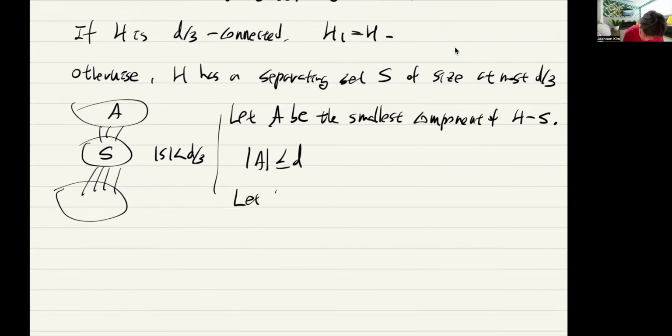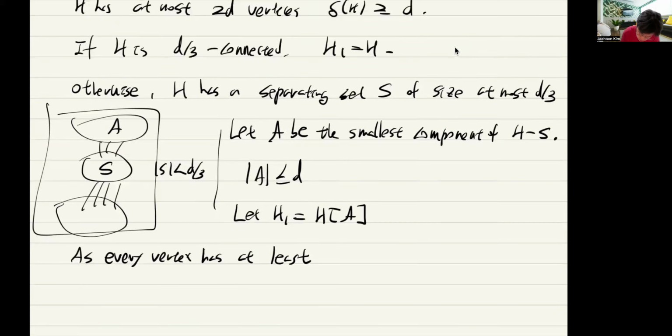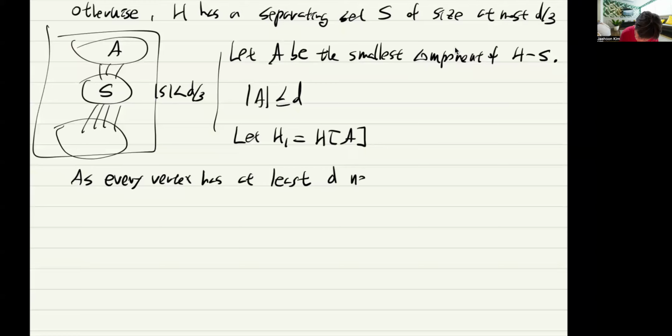Then what we do is we let H1 be the induced subgraph induced by this set A. Then what we know is every vertex from this condition has at least D neighbors in the vertex set of B, the vertex of H. But we know that it's sending at least D edges. So A sends at least D edges.